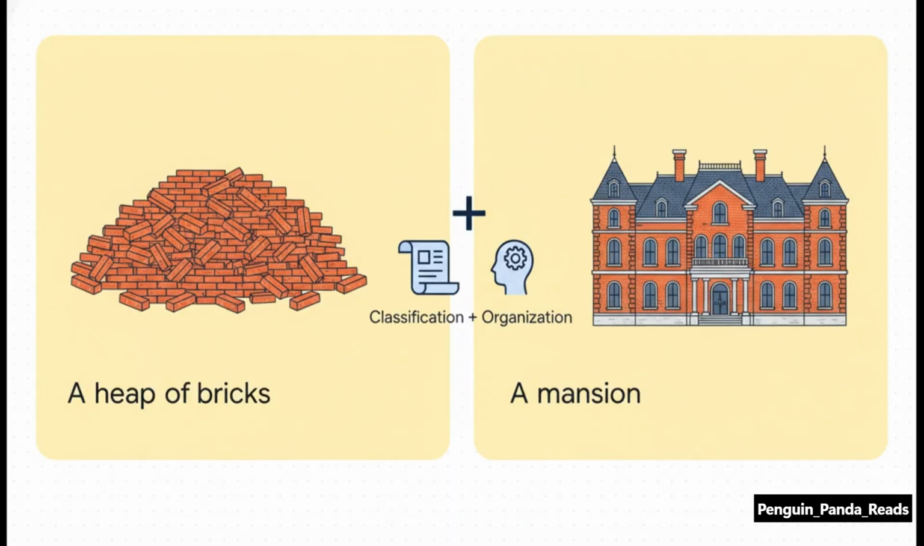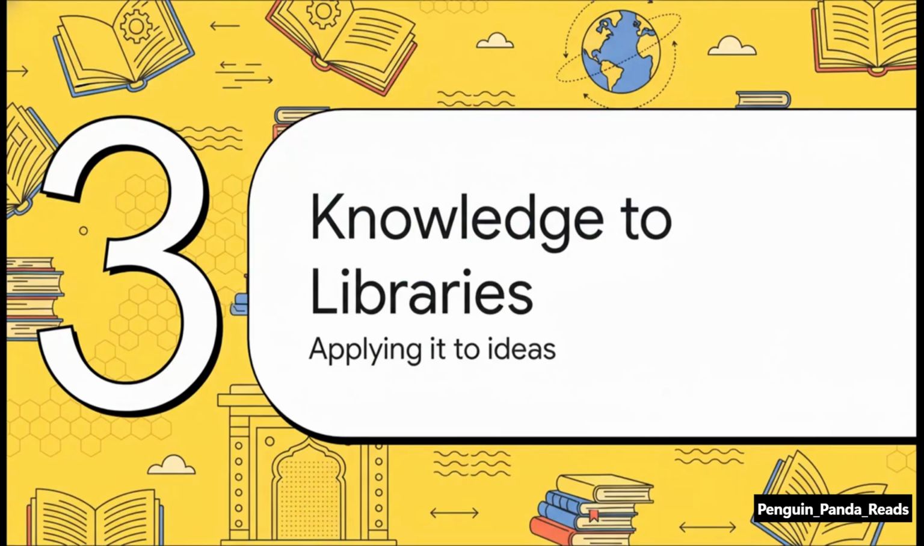You know, I absolutely love this analogy from the text because it just nails the concept perfectly. Classification is what turns a useless heap of bricks into a magnificent mansion. It's the difference between a chaotic mob and a disciplined army. You've got the same raw materials, but one has purpose and order, and the other is just, well, it's a mess.